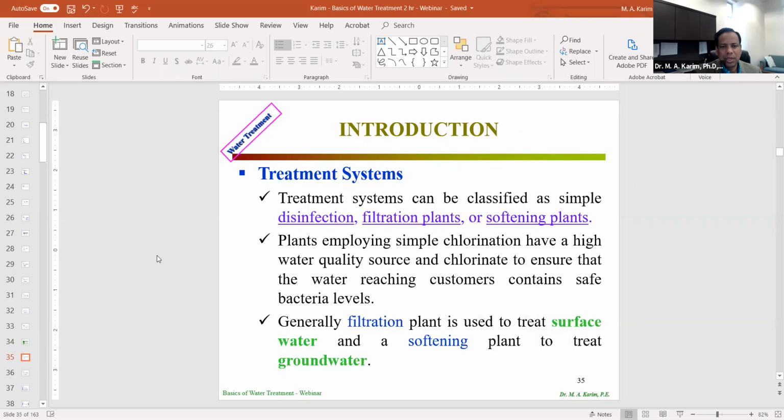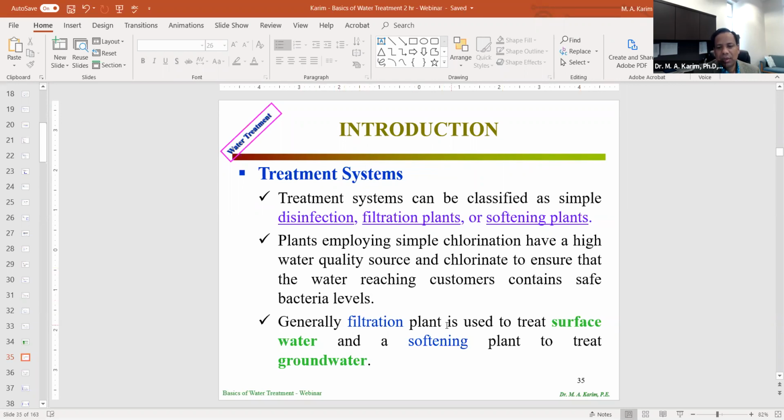So the treatment system that we are discussing can primarily be categorized into three types. It would be disinfection to make water safe, and filtration and softening, all of those to make the water palatable. Plants employing simple chlorination have a high-quality water source and chlorinate it to ensure that the water reaching the customer contains a safe bacterial level or no bacterial level.